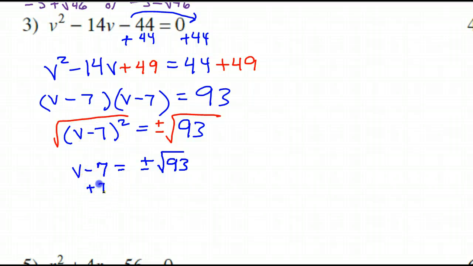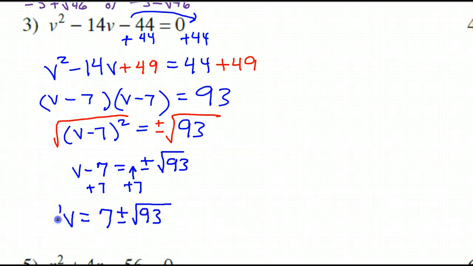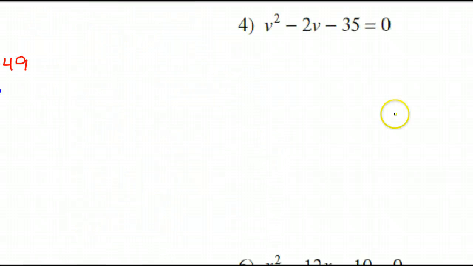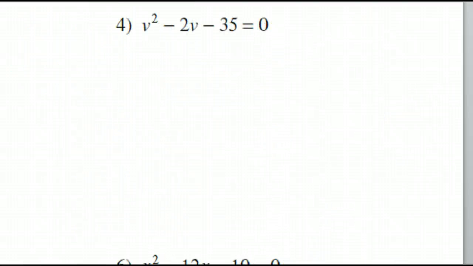So that's going to give me v minus 7 is equal to plus or minus radical 93. Adding 7 to both sides and just putting it in the front gives me v equals 7 plus or minus radical 93. Okay? Alright, let's take a look at number 4.